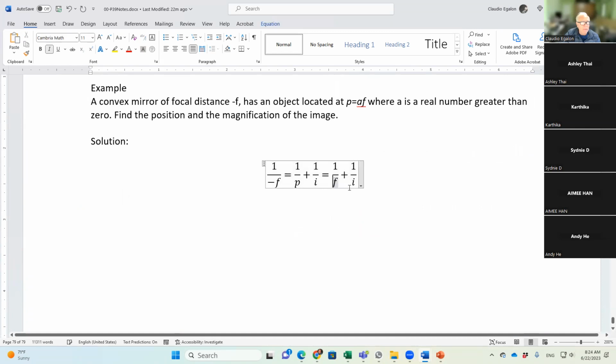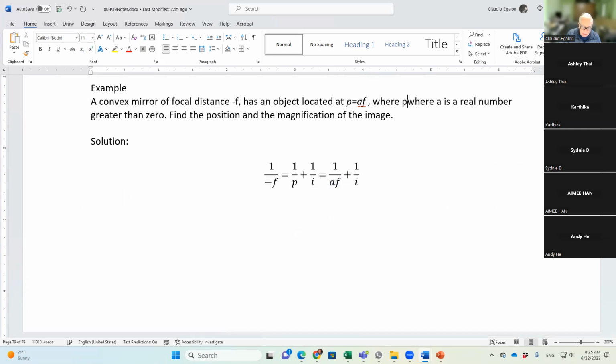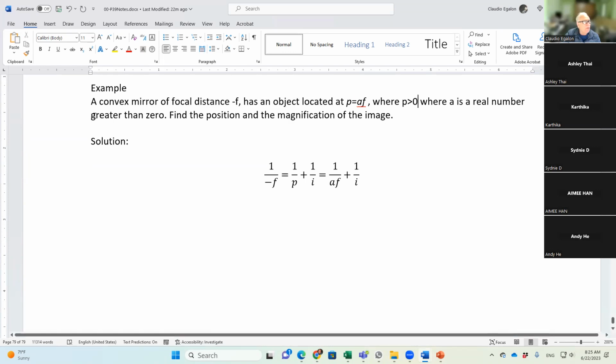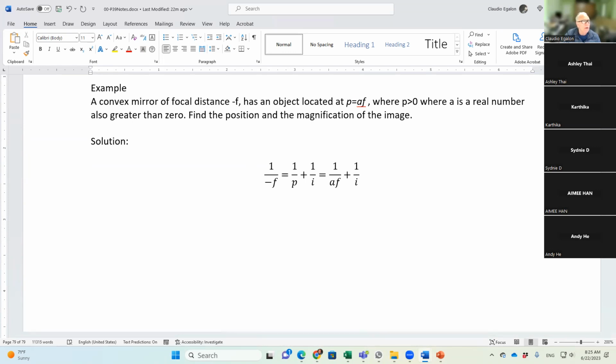Okay, so here you go. Let's play a little bit. P has an object where P is greater than 0. Let's put it this way, emphasizing the fact that it's greater than 0. Where A is a real number also greater than 0. Find the position and magnification of the object.